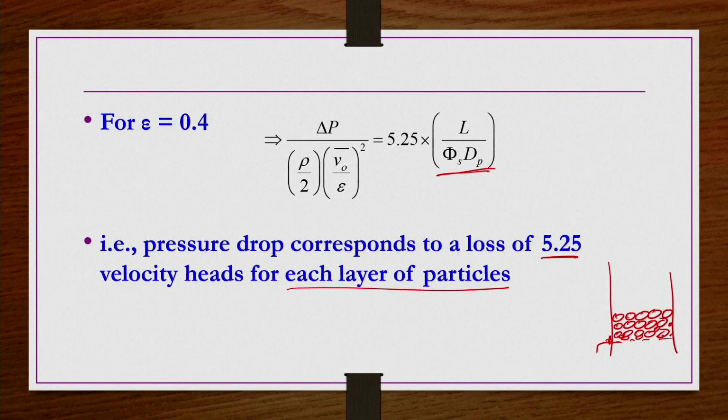So each layer is going to offer, let us say this is one layer, this is the second layer, let us say the third layer if I write. Each layer of particles, per whatever packed bed height has been taken, is offering 5.25 times the velocity head of a pressure drop, right. That is what it means: the pressure drop corresponds to a loss of 5.25 times velocity heads for each layer of particles.